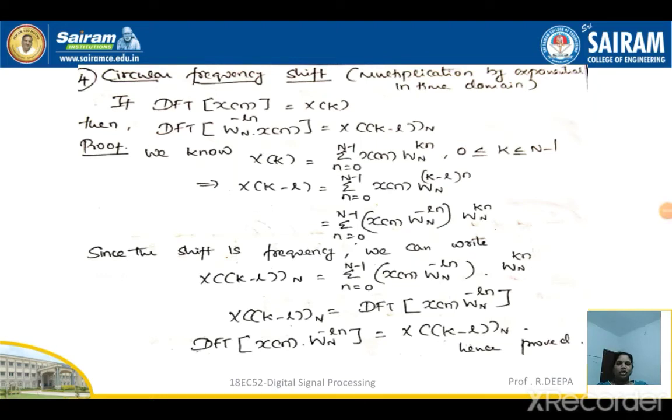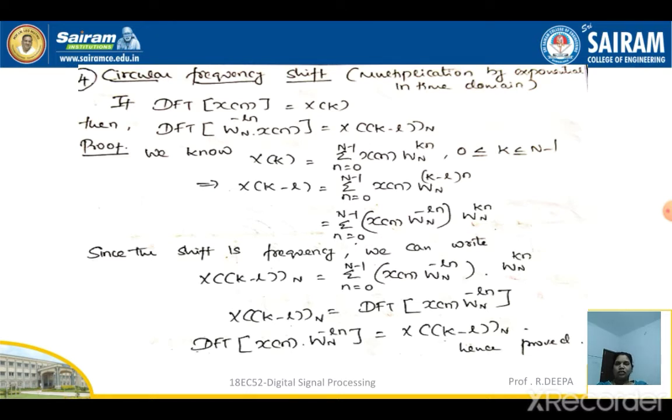Very good morning, students. Let us continue with the next property of DFT. So, the fourth property is circular frequency shifting. It is also known as multiplication by an exponential in time domain. I'll tell you what it is. First, let us see what is the statement of circular frequency shift.